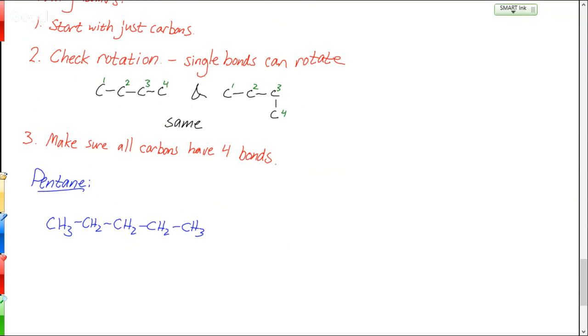So between those three and the one I've drawn up on the board, which ones are the same, which ones are different? I'll give you a hint. There's three total isomers of pentane. So among these four structures that have been drawn, two of them are the same. Anybody see which two are the same?